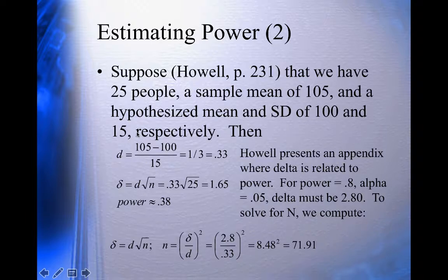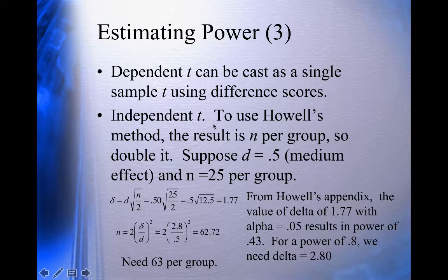And so that's the same as this. For the independent t, to use Howell's method, the result is that he gives you n per group, so you have to double it. So, for example, if d is 0.5, a medium effect, and n is 25 per group, then delta is d times the square root of n over 2. 0.50 is our effect size, and we get 25 people per group over 2. So 0.5 times the square root of 12.5 is 1.77.